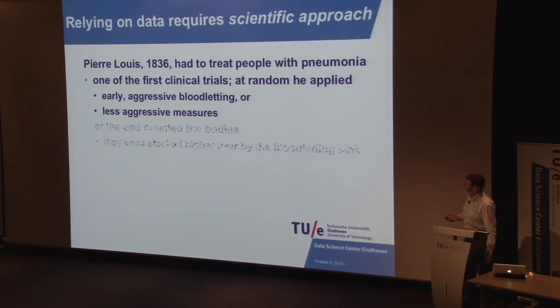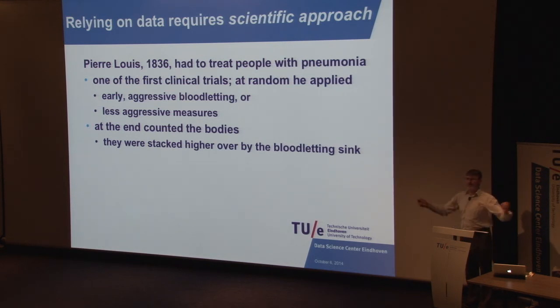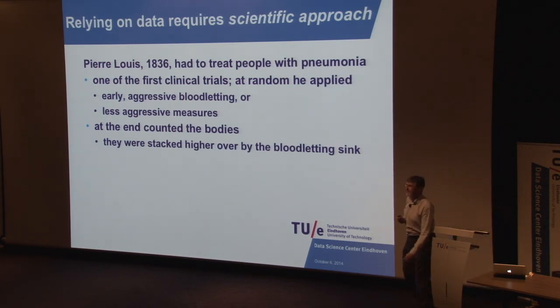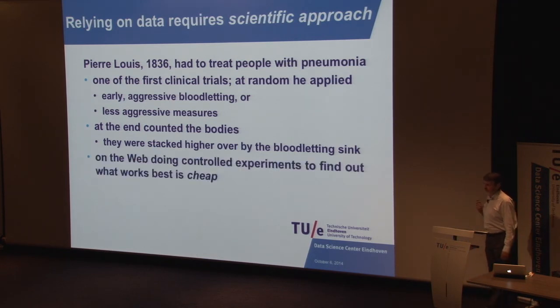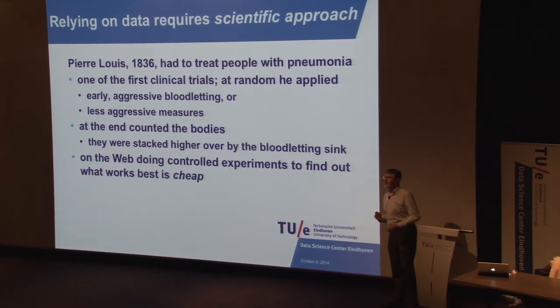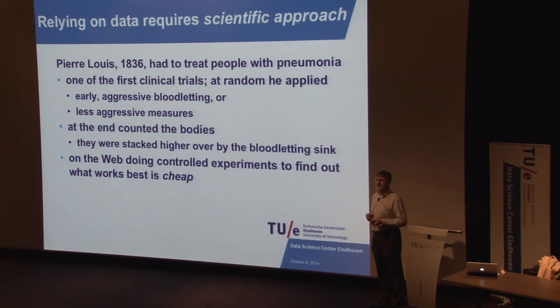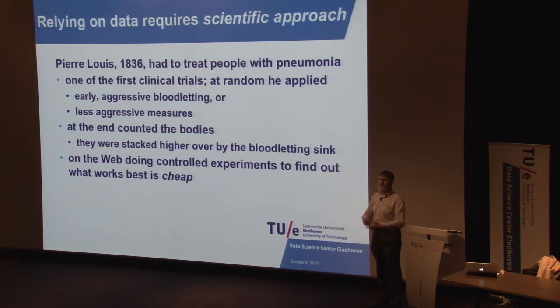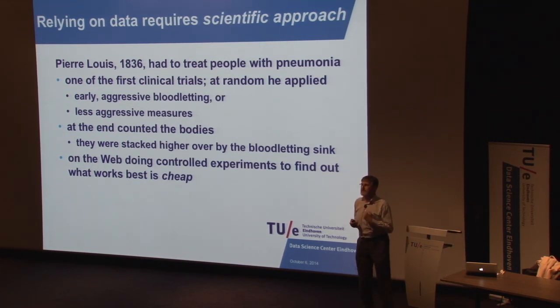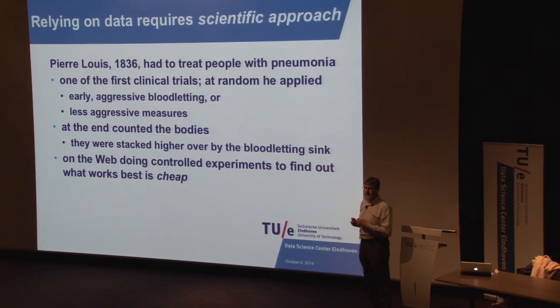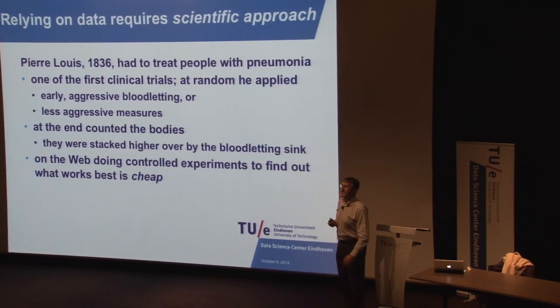And then it's a simple procedure in data science. At the end, you count the bodies. How many people actually survive. And the number of bodies were stacked up higher over the bloodletting side. And such controlled experiments can now be done at much lesser expense, both in terms of money and lives. On the web, we can do controlled experiments cheaply to find out which principles, which techniques, which adaptation works the best. All the big internet companies, think of Google, Microsoft, they all do that.